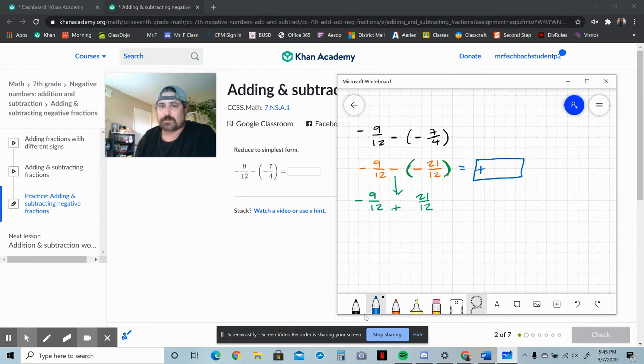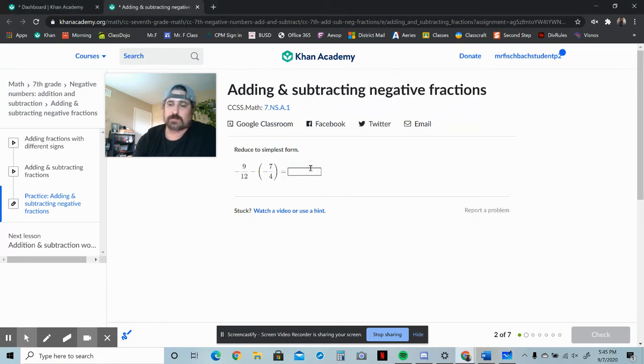By how much? Well, we're going to subtract 21/12, take away 9/12. Now, what is 21 take away 9? 21 take away 9 is going to be 12. And that's going to be 12/12 because the bottom stays the same. So you're looking at positive 12/12, which is positive 1. So the answer here is positive 1. There you go. Nice work.